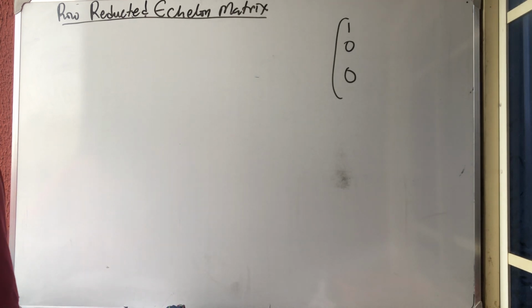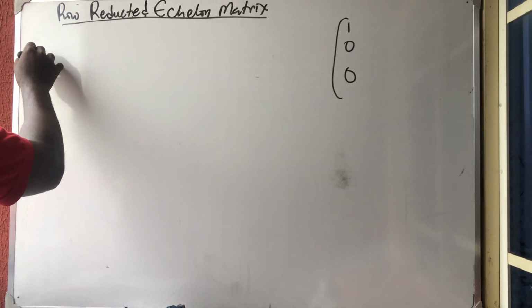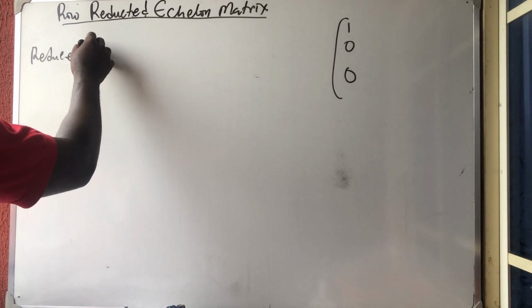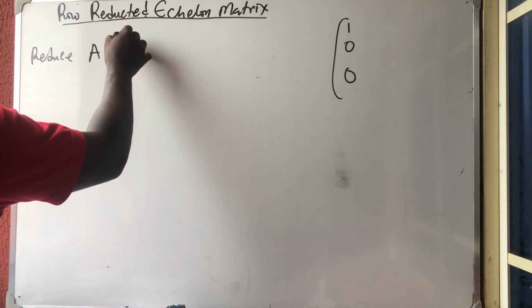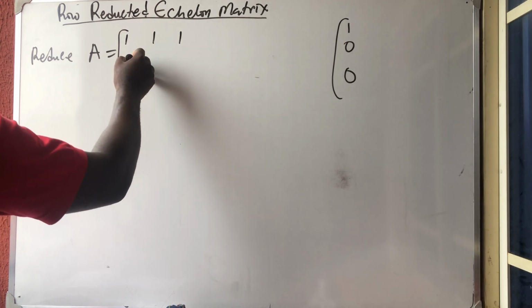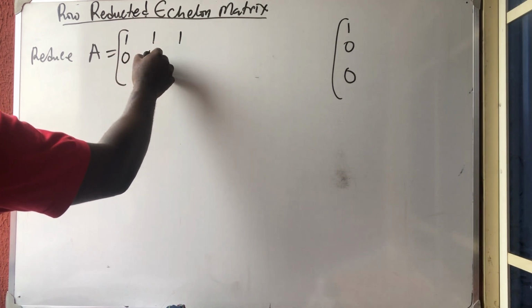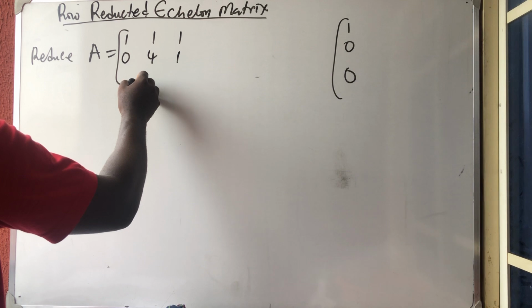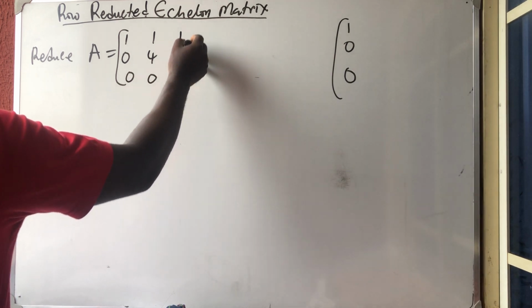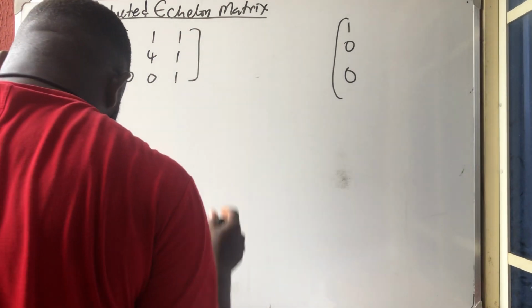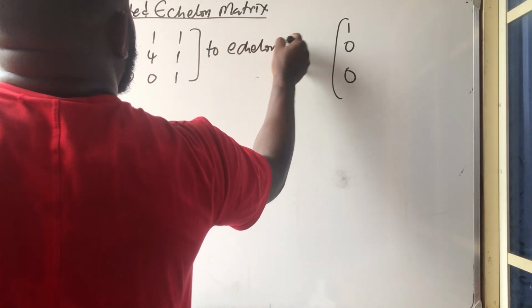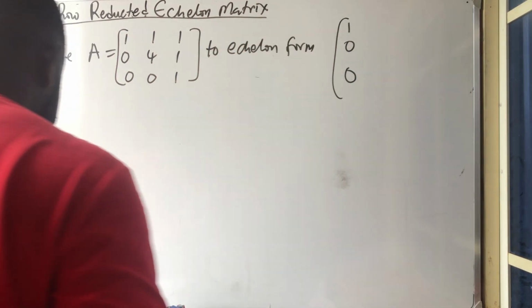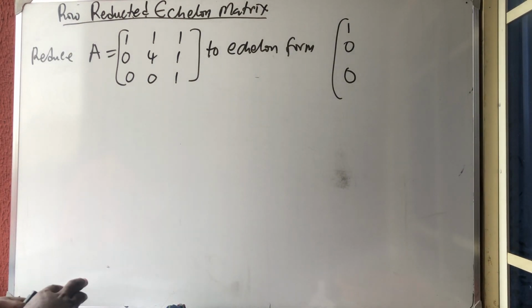They said reduce the matrix A, which is equal to 1 1 1, 0 4 1, 0 0 1. Reduce this to echelon form. Now we want to reduce this to echelon form.